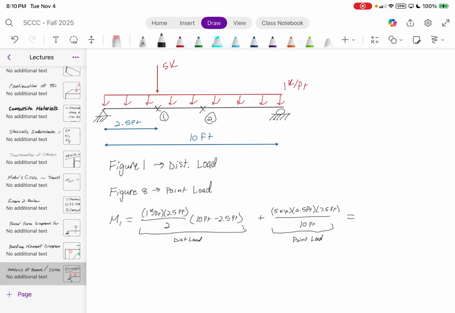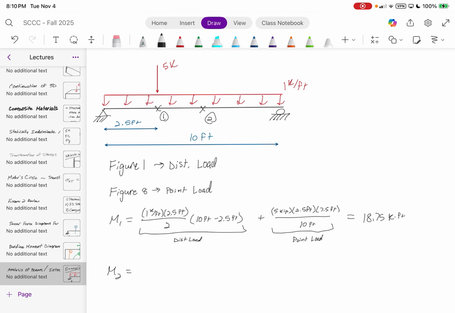We get 18.75 kip-feet. Let's do it for M2 now. Are there any questions about how we get M1, and why we're using the equations we're using, or are those all clear?